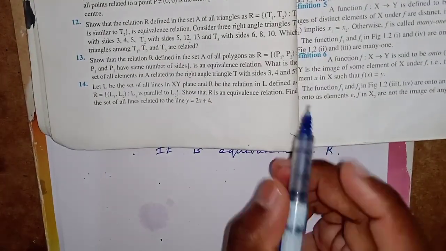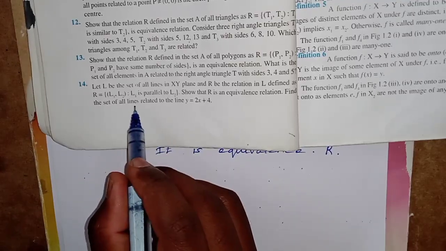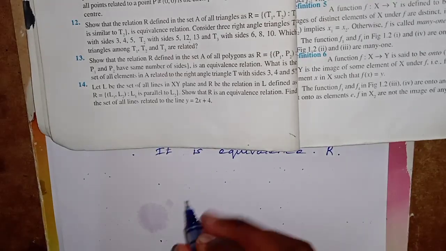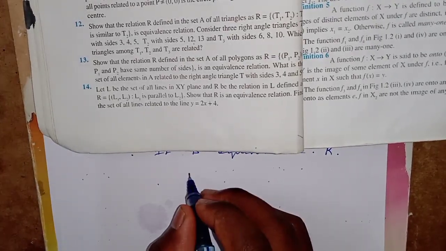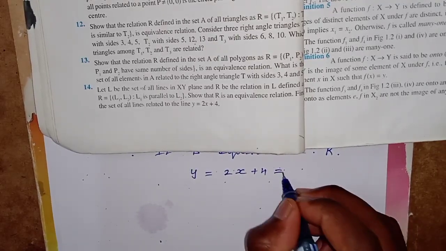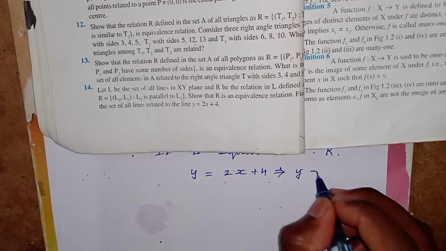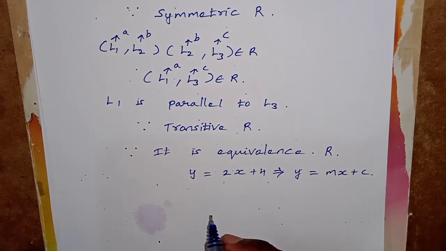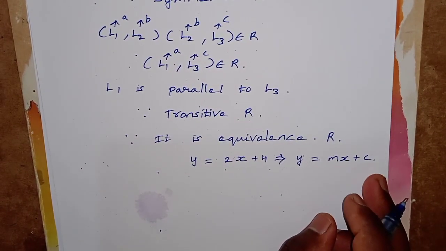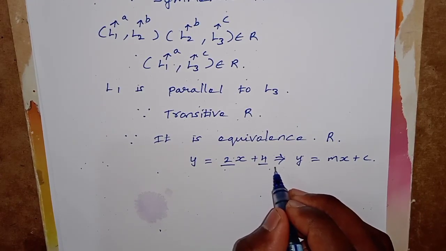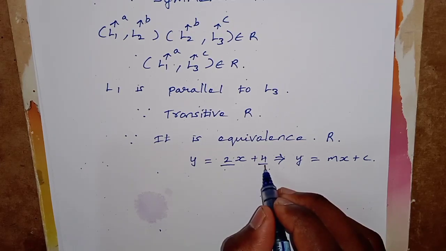Here still the question is not completed. Find the set of all lines related to the line y equal to 2x plus 4. Here y equal to 2x plus 4. Here it is in the form of y equal to mx plus c. Here it is m, here it is c. Therefore m equal to 2, c equal to 4.